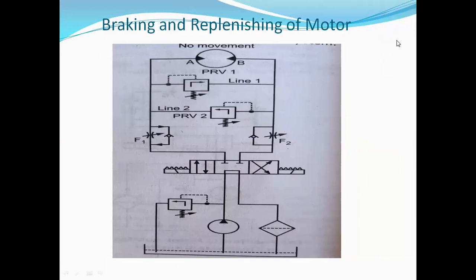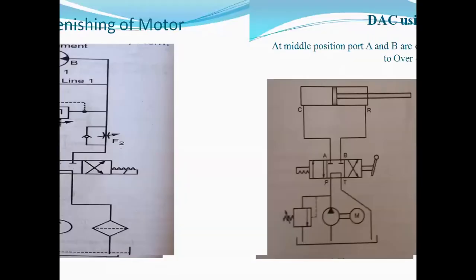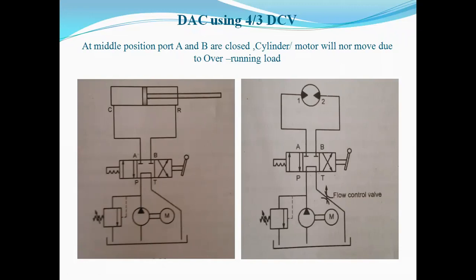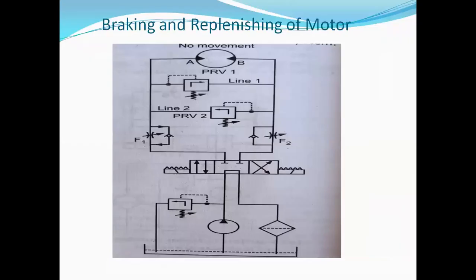Then to avoid this case, when we remove the flow control, there is a chance of damaging the motor. For that purpose, the braking and replacing circuit is used. So in that case, we can control the speed of motor in both directions.